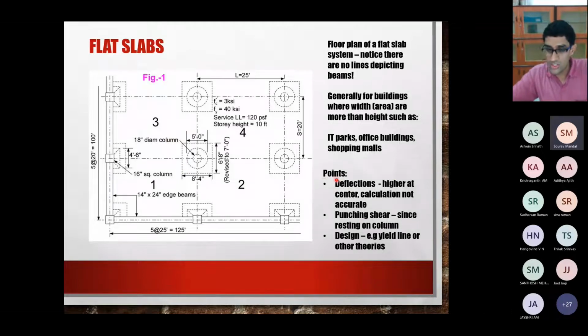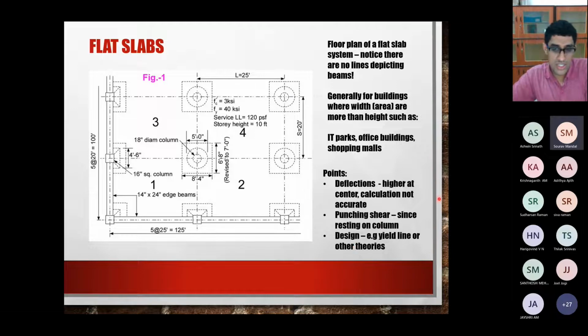So these are some points regarding flat slabs. Deflections will always be quite high at the center, and usually the calculations for this will not be too accurate. And since the slab is resting directly on a column rather than being supported on the edges, you will have a particular type of shear issue called punching shear. So we'll come to this at the end of this part.